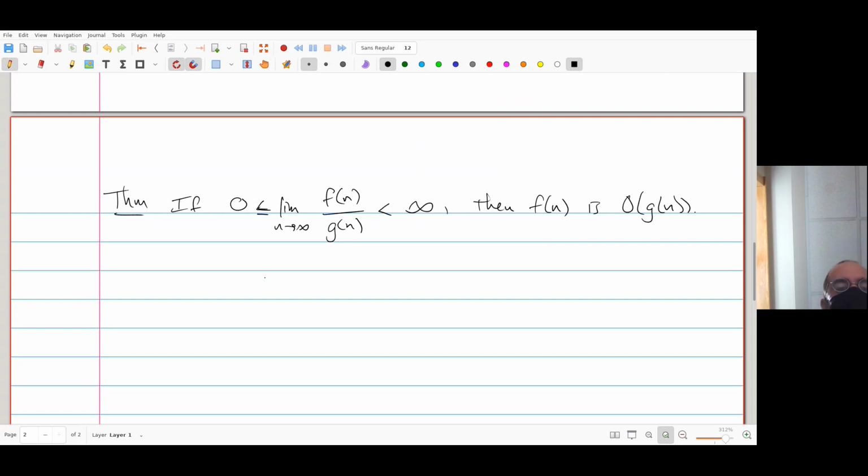Okay, and then we can say, what if 0 is less than the limit, so the limit is not 0. I'm going to put less than or equal to infinity, which again is totally bogus notation, but what we mean is the limit could be some constant, like 2 or 6, or it could diverge. The limit could go to infinity. Then it's big omega.